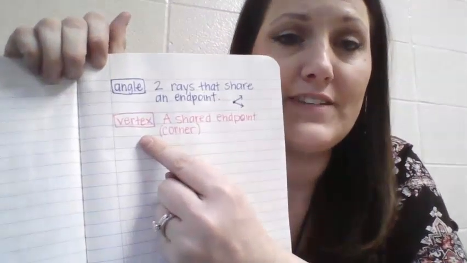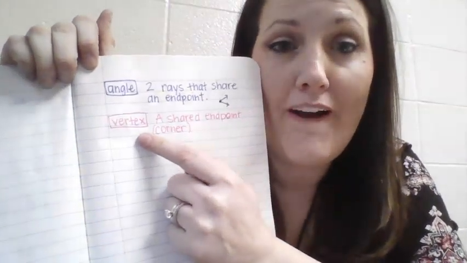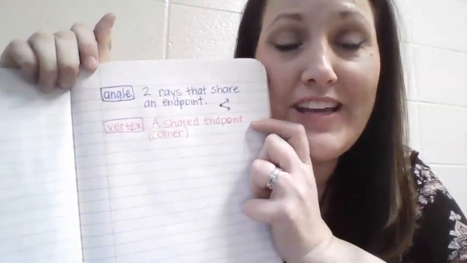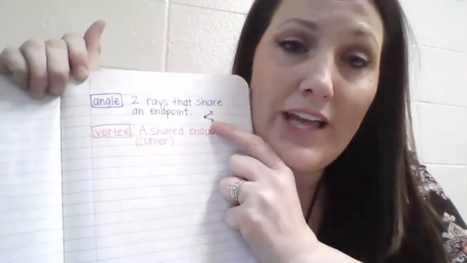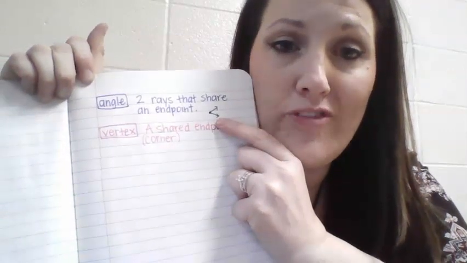I'm going to do a motion for the word angle because there are three different types of angles. And so we're going to do motions for the three different types of angles. So we're going to learn those in just a minute. But first, the next vocabulary word is the word vertex. Different word that you probably haven't heard before. A vertex is a shared end point. It's just the corner. So if you look at this angle, the corner would be where that end point is.